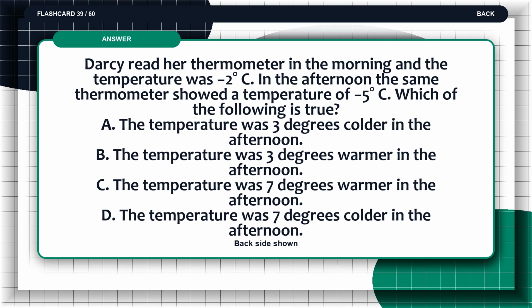The answer is, Darcy read her thermometer in the morning and the temperature was minus 2 degrees Celsius. In the afternoon the same thermometer showed a temperature of minus 5 degrees Celsius. Which of the following is true? A. The temperature was 3 degrees colder in the afternoon. B. The temperature was 3 degrees warmer in the afternoon. C. The temperature was 7 degrees warmer in the afternoon. D. The temperature was 7 degrees colder in the afternoon.